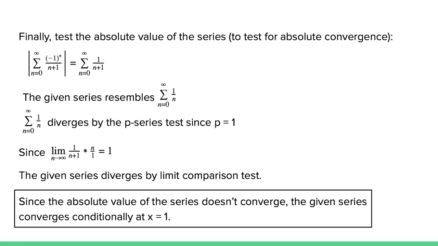Now we can write our concluding statement. Since the absolute value of the series doesn't converge, the given series converges conditionally at x equals 1.